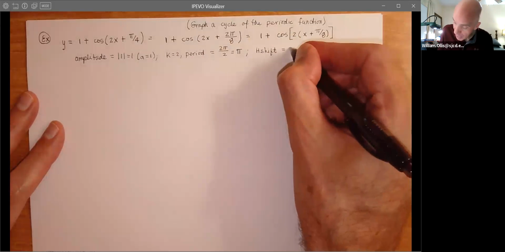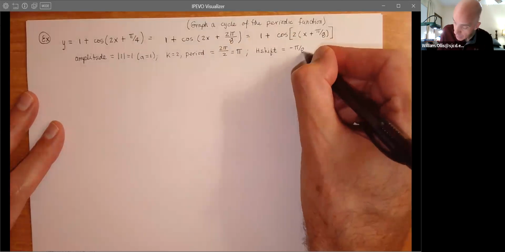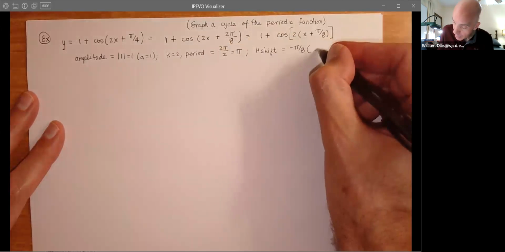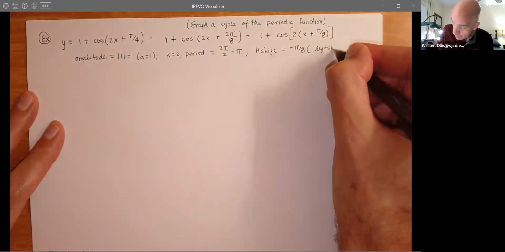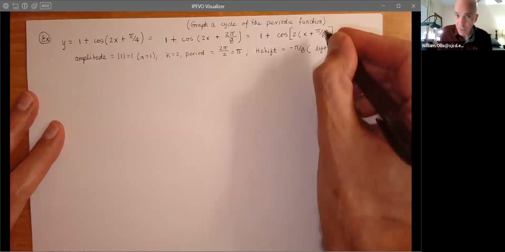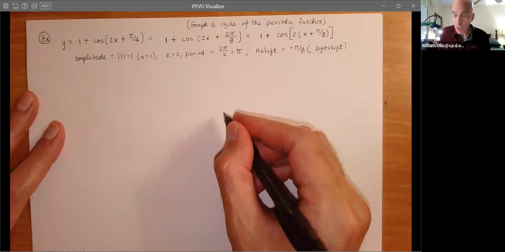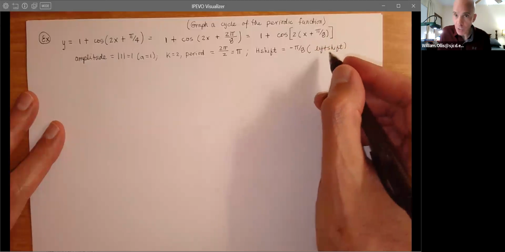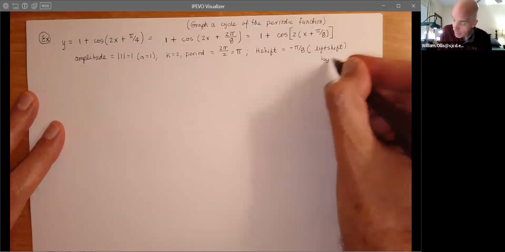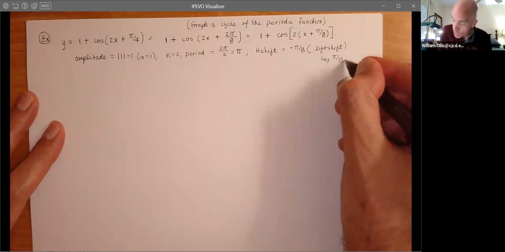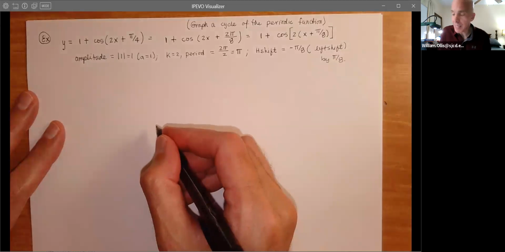This will actually be negative pi over 8, which means left shift, because we have the minus minus. So the horizontal shift is actually negative. So this is a left shift by pi over 8, just like we did before. No difference. It's the same thing.